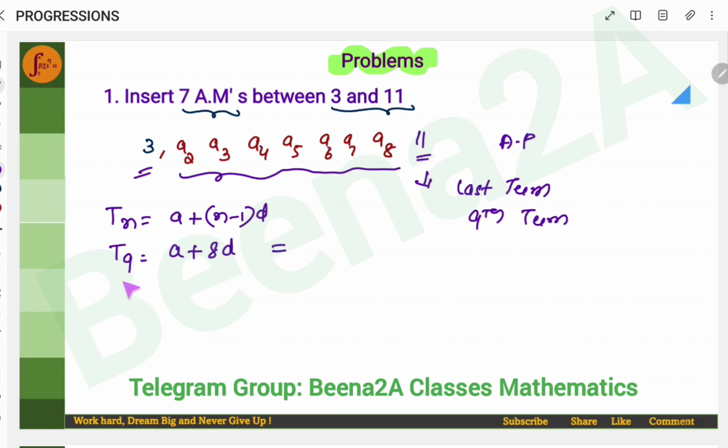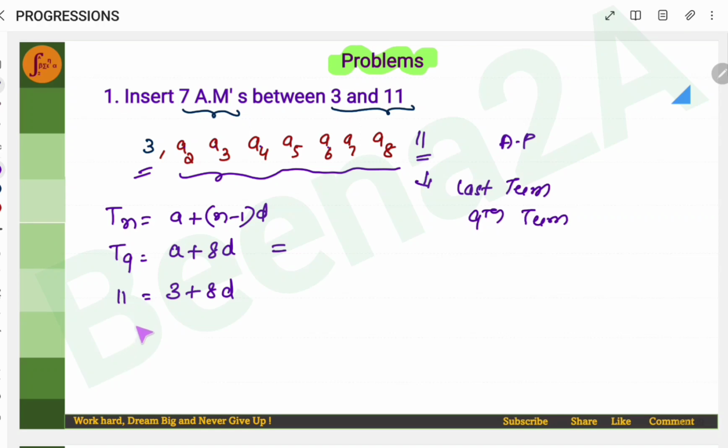Now, what is the 9th term? 11. What is a? a is the first term, 3. 8 into the difference, we don't know, so let's find the difference. I'll put 3 this side. So 11 − 3 = 8d. 11 − 3 is 8, which means d = 8/8, which is 1. So d = 1.